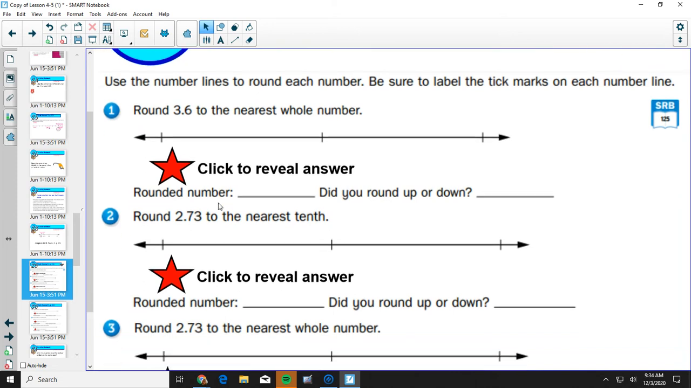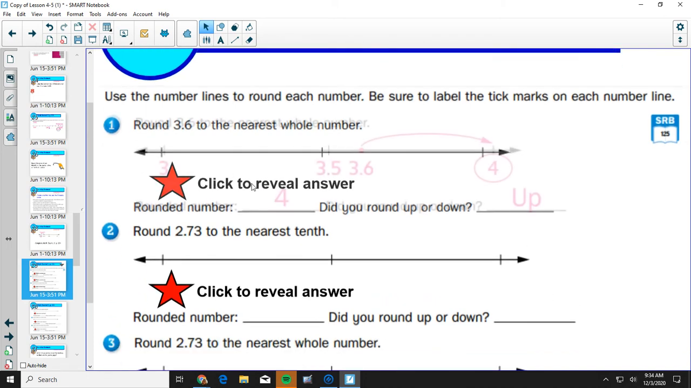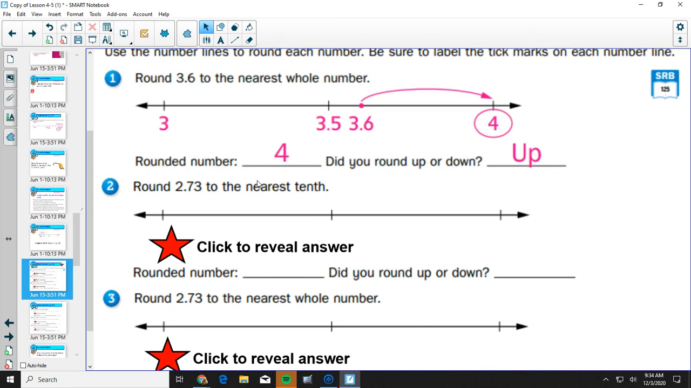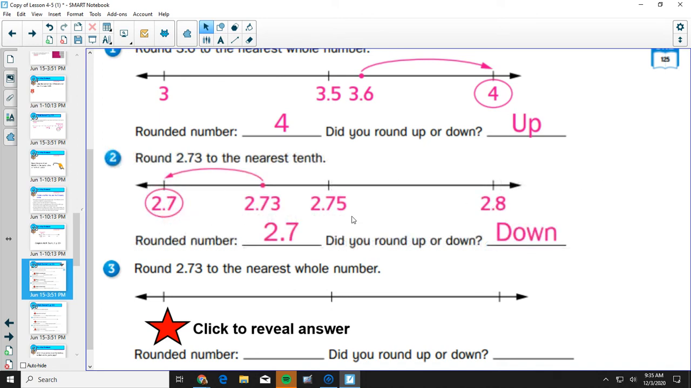All right, you should be finished with your work by now because you've started the video back up. So we've completed number 1 together, and we decided that was 4, and it was rounding up. Number 2, we were rounding it to the nearest tenth. If you take a look at this example, you should have had 2 and 7/10 on the left, 2 and 8/10 to the right, 2 and 75 hundredths in the middle. This would end up on the left side of that.